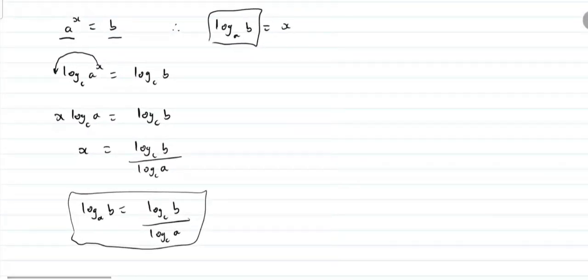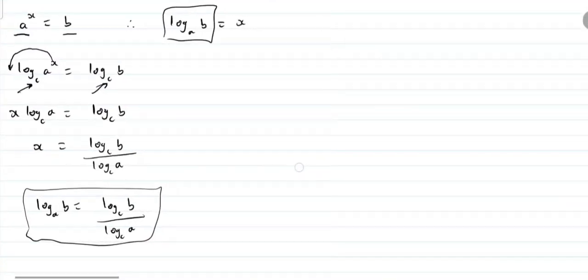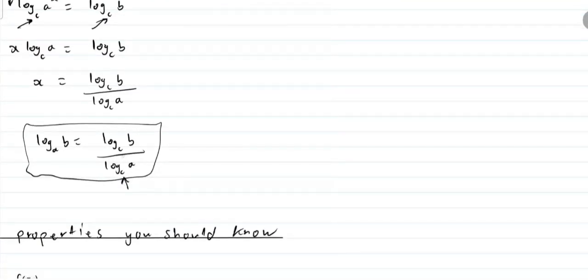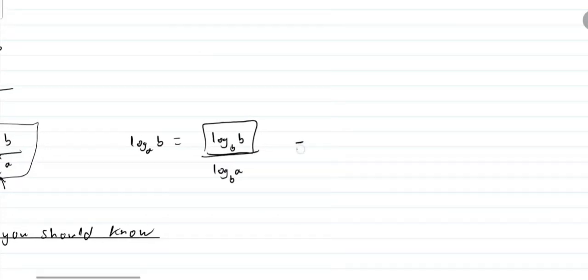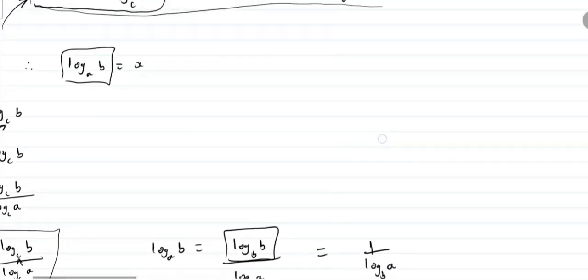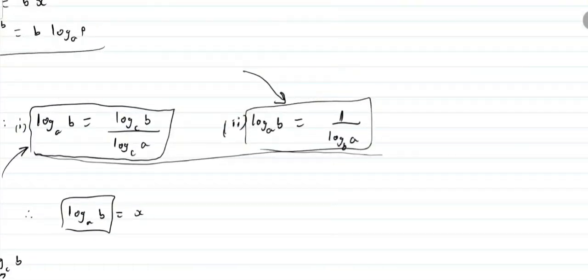Instead of changing my base to some other base c, I'm simply going to change my base to b. Right? So I'm going to have, instead of c here, I'm going to have b. So log base a of b is equal to log base b of b over log base b of a. And what did we say was log base b of b? Log base b of b is going to be 1. Right? So I'm going to have log base a of b is ultimately equal to 1 over log base b of a. Yes, and that's what we have here.